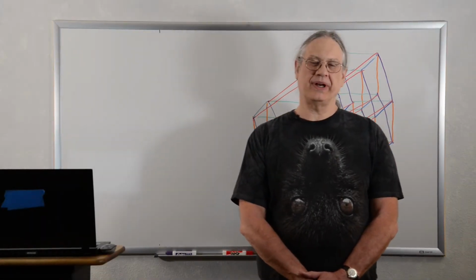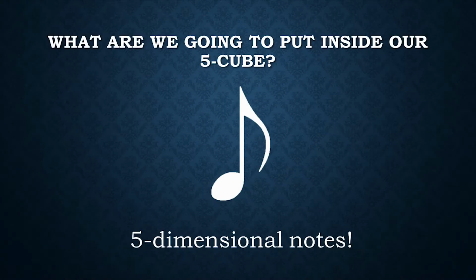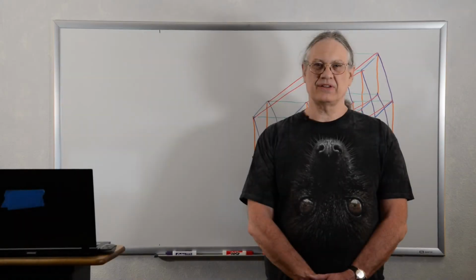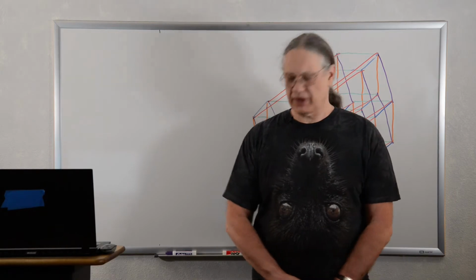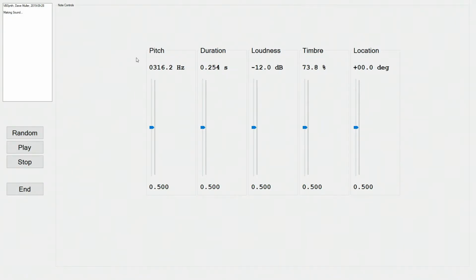So what are we going to put into our five-dimensional hyperspace? Five-dimensional notes. And this is how I make five-dimensional notes. I have a computer program, and the first dimension is pitch, the second is duration, the third is loudness, the fourth is timbre, and the fifth is location. And all of these notes have a number between 0 and 1. And I have them all set to 0.5.